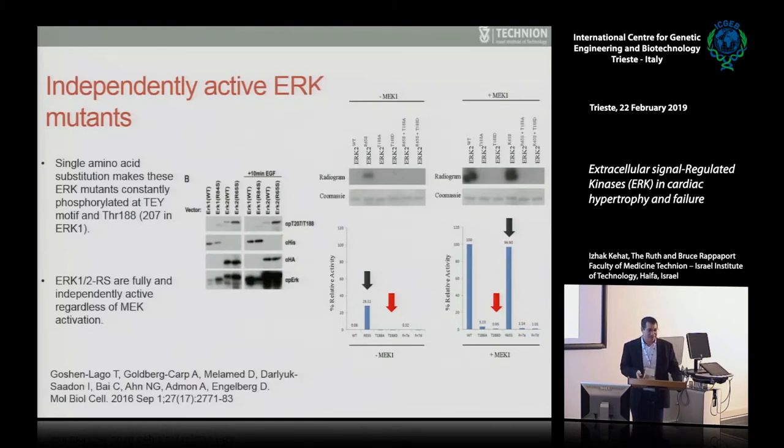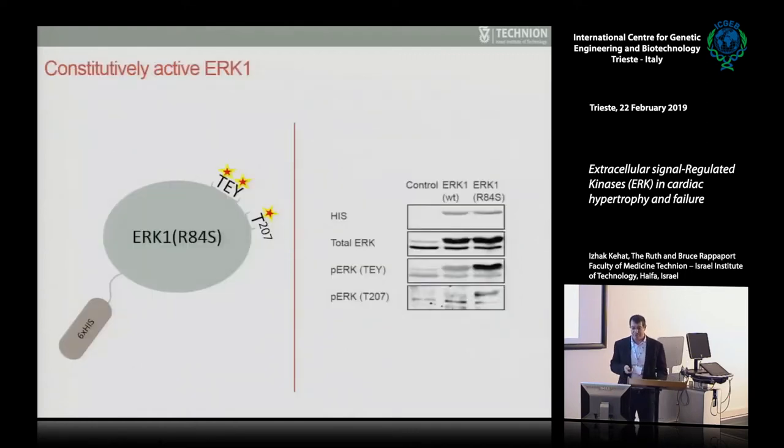The second interesting thing is that he found another mutant of ERK. This mutation is in a totally different position in the protein. It's an arginine, position 65 on ERK2 and 84 on ERK1. If you mutate it to serine, you get a spontaneously active ERK that is highly catalytically active even in the absence of MEK. So we were very interested in this ERK mutant, this spontaneously active ERK, because as you can see, it gets phosphorylated and activated on both the TY motif and also on this additional threonine, exactly like what we see in patients with heart failure. And of course, it's highly catalytically active.